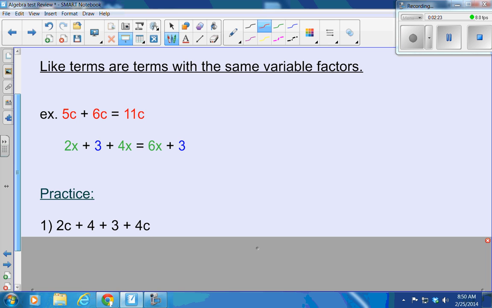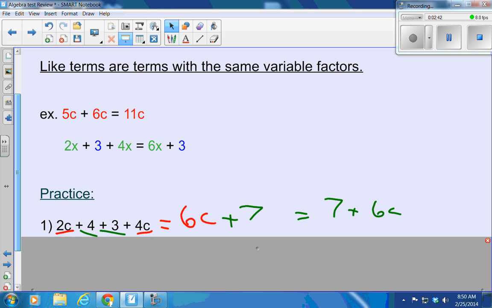On number 1, I'll color code this. I have 2 c's. I have 4 c's. That gives me 6c's. And then I have a positive 4 and a positive 3. That gives me 7. So my answer is 6c plus 7. If you had 7 plus 6c, that is correct too.